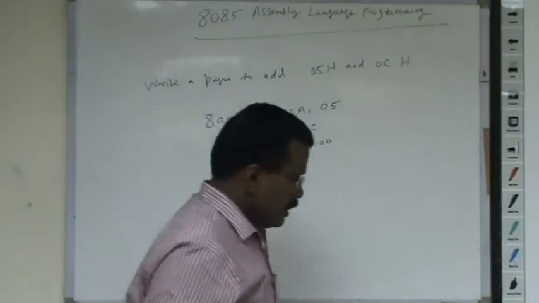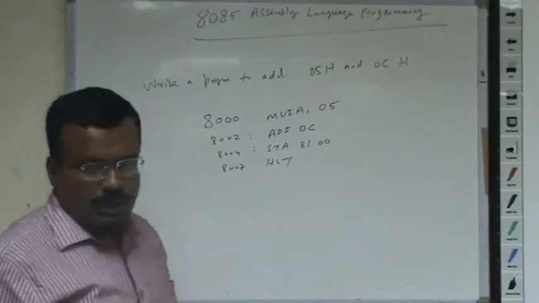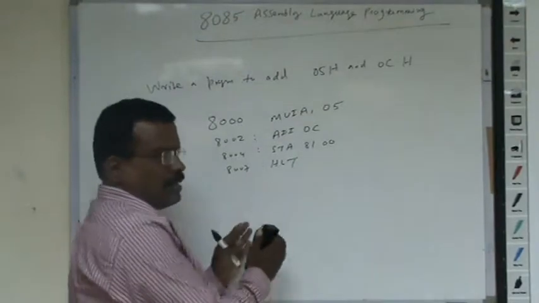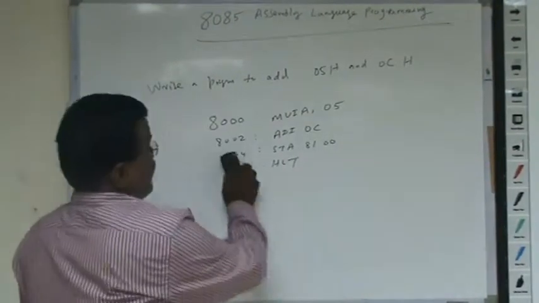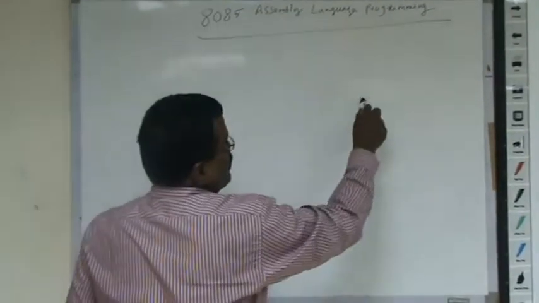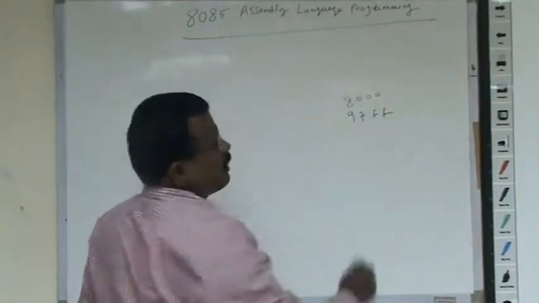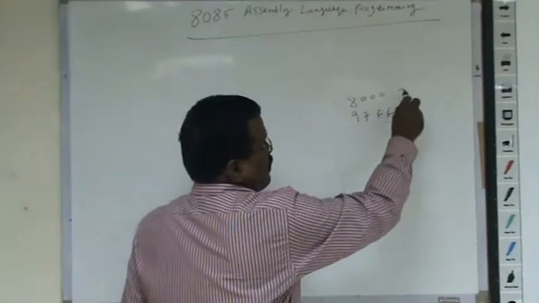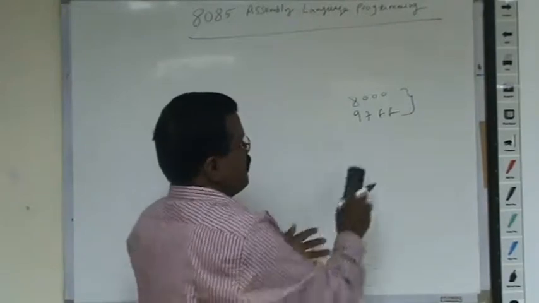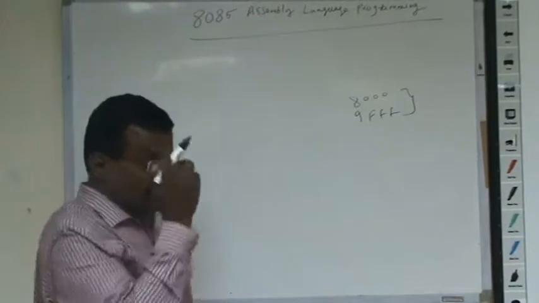But generally, we should not give the data within the program. We have to separate the RAM into two areas: one is called the program area, another is the data area. Suppose the address slot available for us is 8000 to 97FF or something. I think we have already discussed how to interface a memory. This is the RAM location, or it may be up to 9FFF if you have 8K memory.